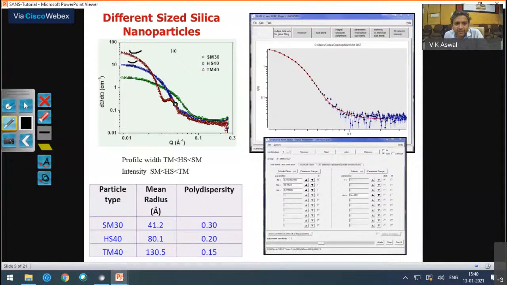At the same time, there is oscillation here in the case of Tm, but no oscillation for the other two. So Tm is most monodisperse. Now you see, when we utilized these software, we get this mean radius, we get this polydispersity. For TM40, the polydispersity is minimum, size is largest. SM30 is smallest, and this is largest. The methodology of doing the data analysis is the same.